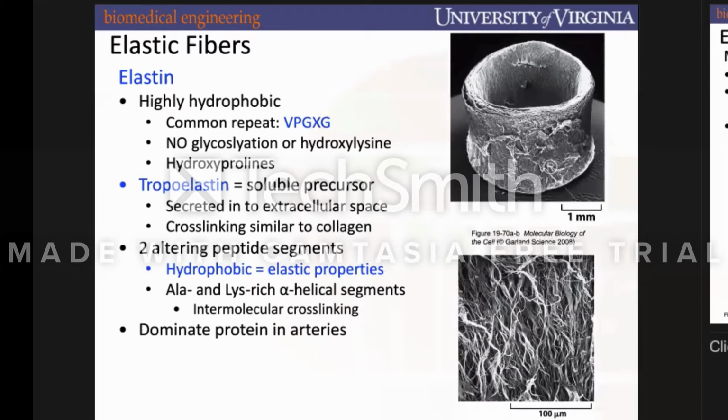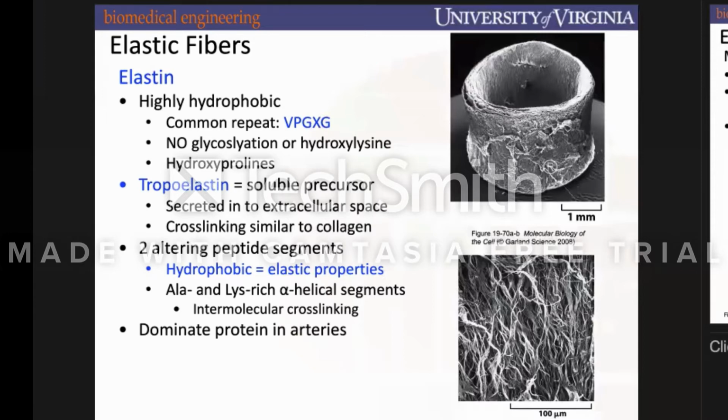When the cells responsible for making elastin make it, it's first secreted in its pro-protein form, tropoelastin. And it undergoes cross-linking pretty similar to collagen by either lysyl oxidase or other enzymes of the lysyl oxidase family. And there are different segments of elastin proteins. There is a hydrophobic part that is really important for the elastic properties of elastin. And there are alpha helical segments that are lysine rich, which is where the cross-linking occurs.